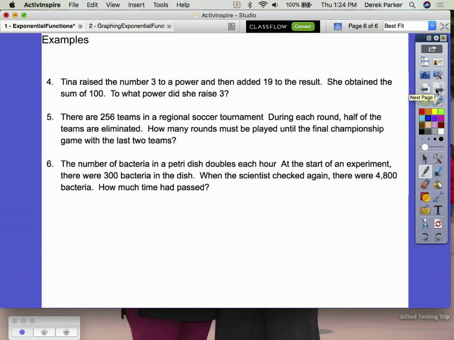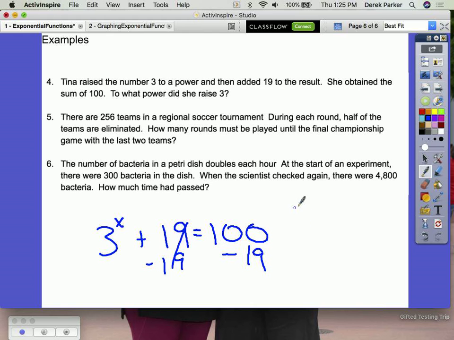Now, here are 4 word problem examples. Tina raised the number 3 to a power. Okay, that's easy, 3 to the x power, and then added 19 to the result. She obtained the sum of 100. So my equation is 3 to the x power plus 19 equals 100. Now, I solve for x. Subtract 19 from both sides. 3 to the x power equals 81.